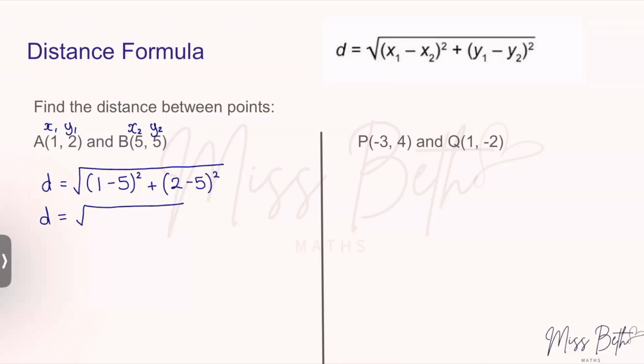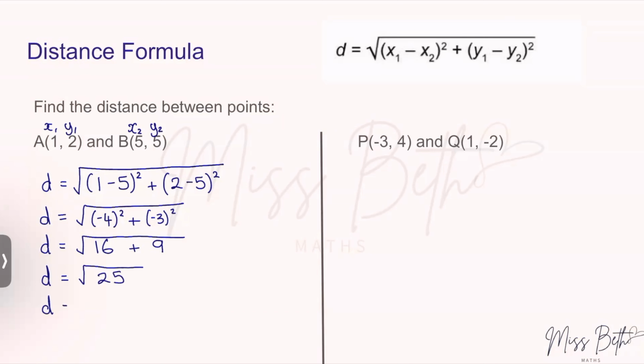So 1 subtract 5, that gives me -4, and I want to square that. And then I'm adding 2 subtract 5, which is -3 all squared. Now, when you square a negative number, you get a positive. So -4 squared is 16. -3 squared is 9. So what we really have here is the square root of 16 plus 9, which is 25. The square root of 25 would be 5. And that would be your final answer for that question.